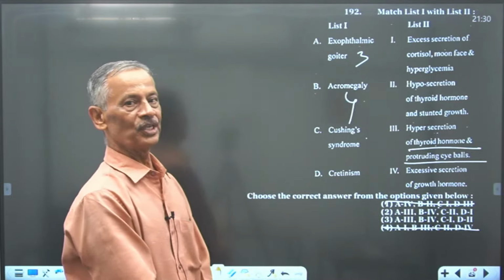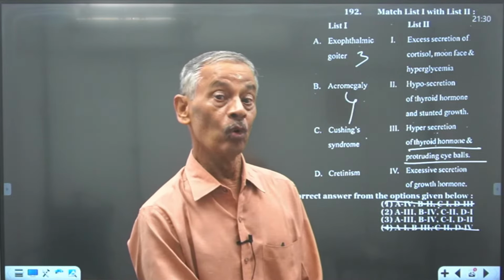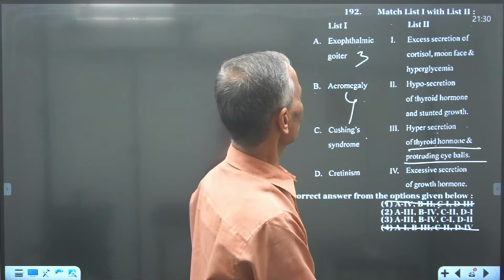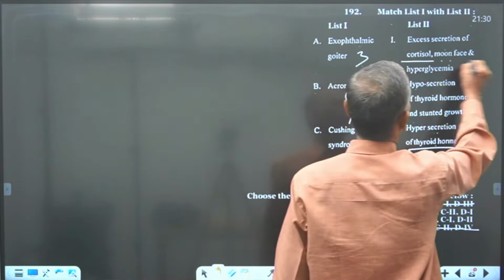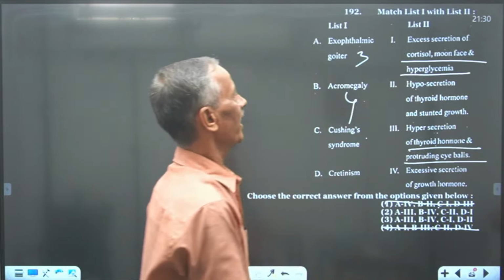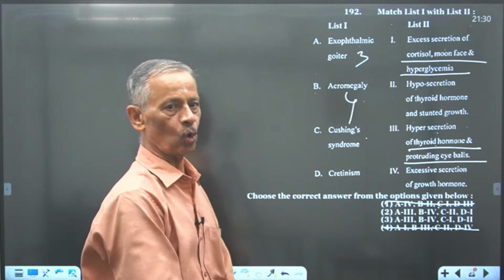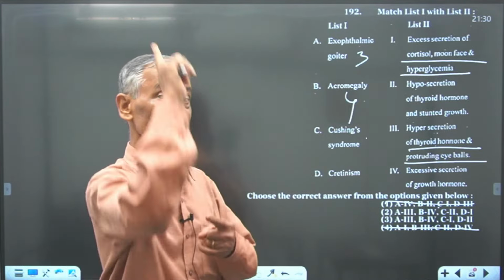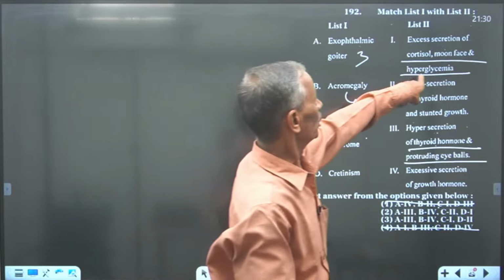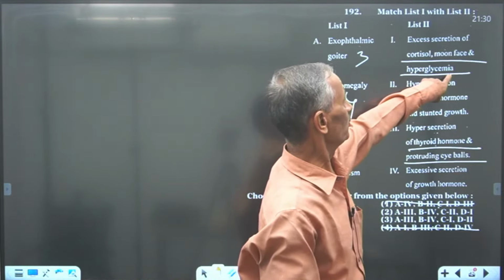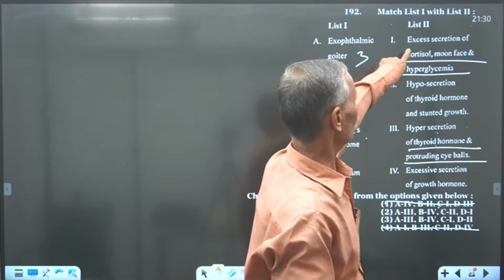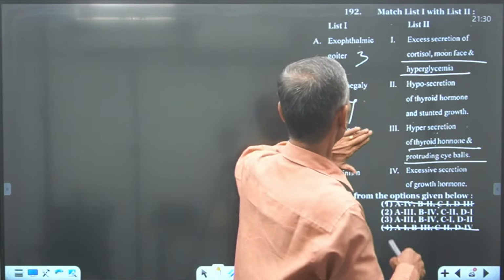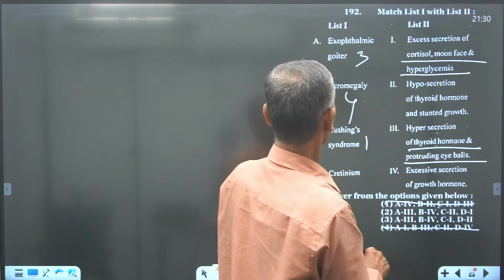Cushing syndrome is characterized by moon face, excess secretion of cortisol, hypersecretion of cortisol, and hyperglycemia. Cortisol is antagonistic to insulin. It is hyperglycemic. So it causes hyperglycemia because it is caused by excess of cortisol. Cushing syndrome. And even if you don't know it, please wait.